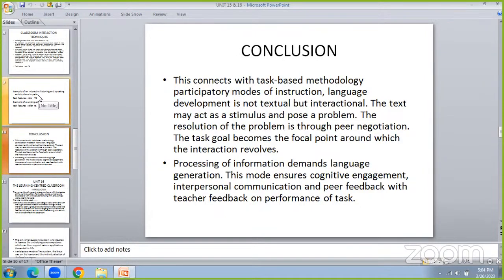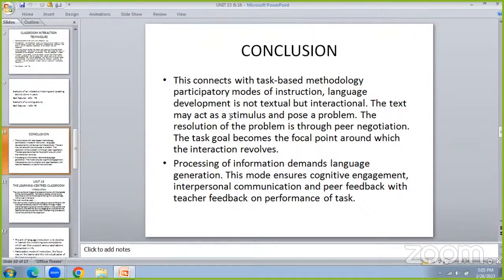in the classroom. And then coming to the conclusion, this connects with the task-based methodology. Participatory modes of instruction: language development is not textual but interactional. We understand this, right? We basically see teacher-dominated classes, only exploiting the textbook without venturing into different techniques or strategies, where the student would understand and know the language, but knowing the language may not be achieved. That's one thing I wanted to make. So language development is not textual, but interactional.